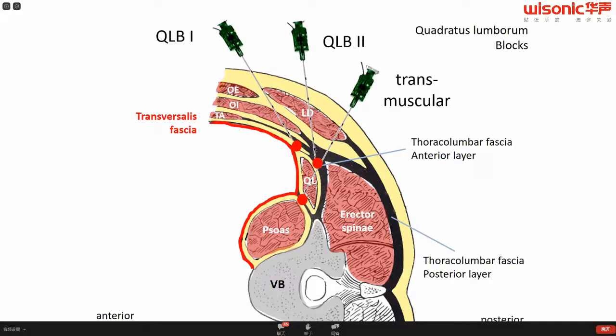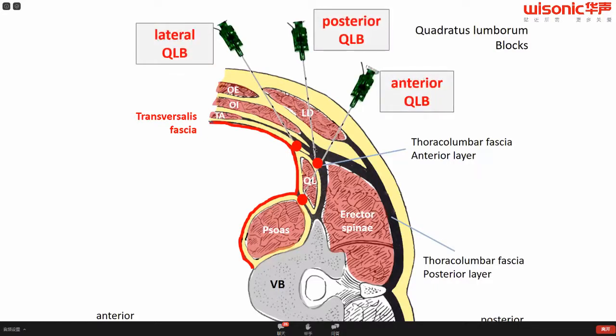Nowadays, we should no longer use the nomenclature 1 or 2. It's better to use the nomenclature lateral, posterior, or anterior, because from this nomenclature you can derive the position of the local anesthetic.